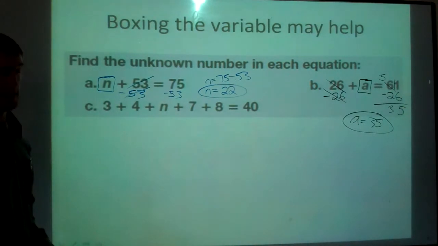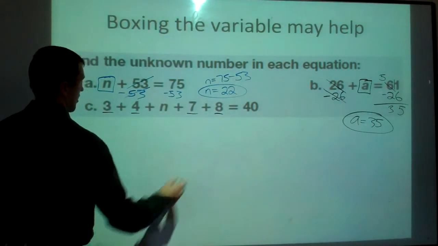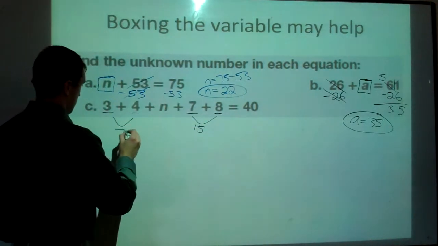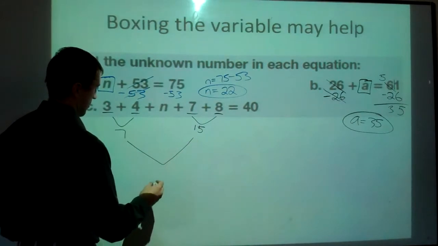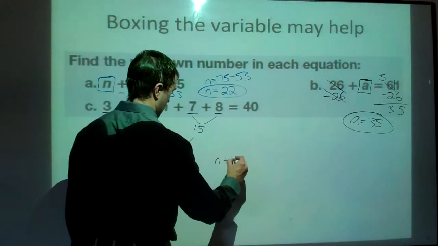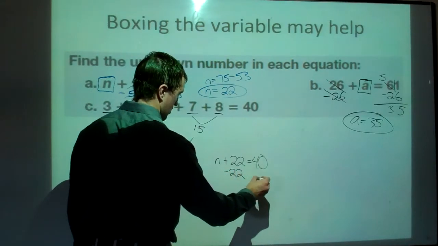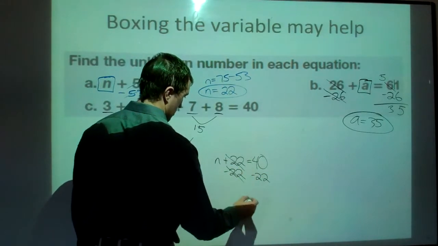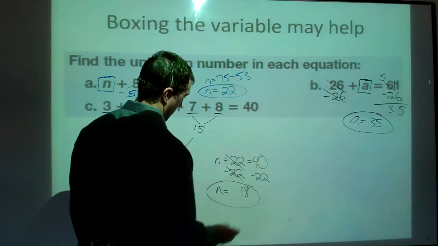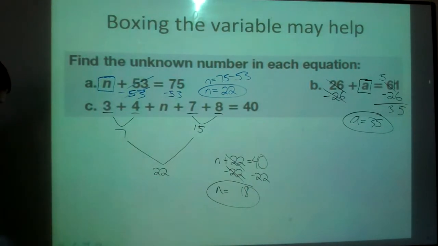The only difference with C is that we want to make sure we add all of our numbers up first. We should get 15, 7, and then that would be 22. So we have n plus 22 equals 40. Subtract 22, and we'll get n equals 18. Alright, so those are our addition unknown problems.